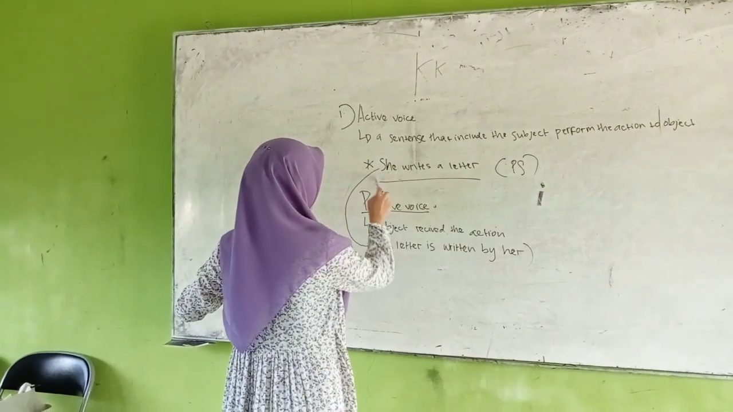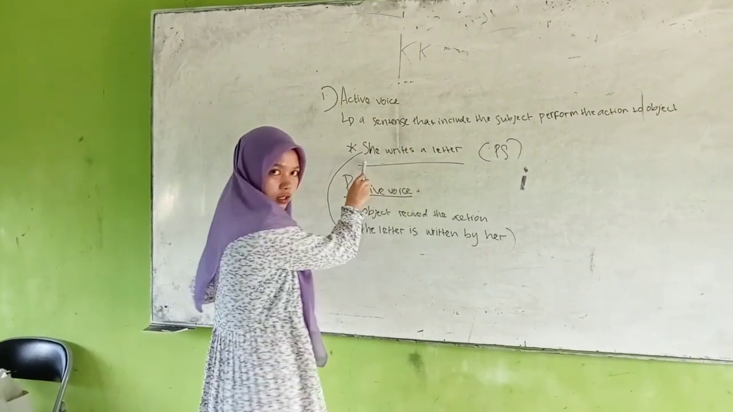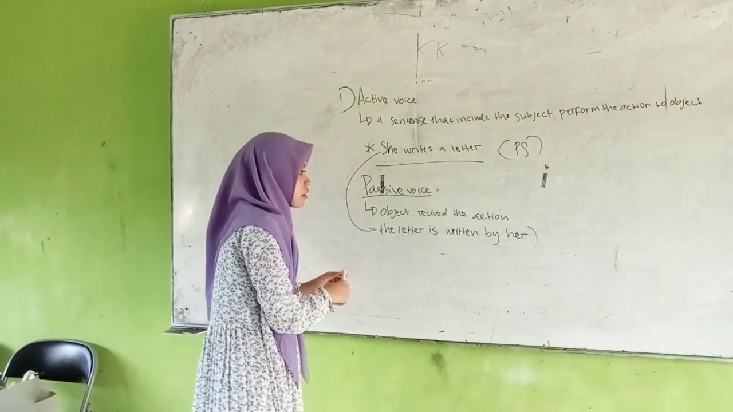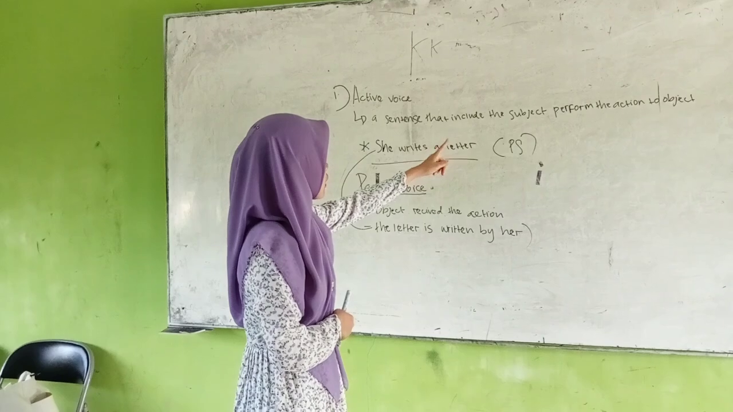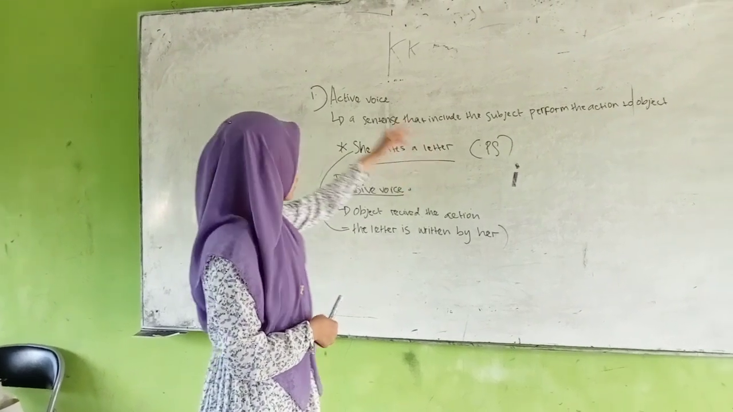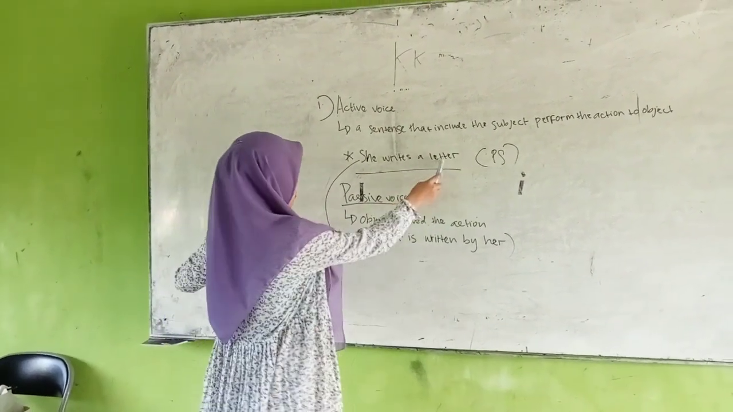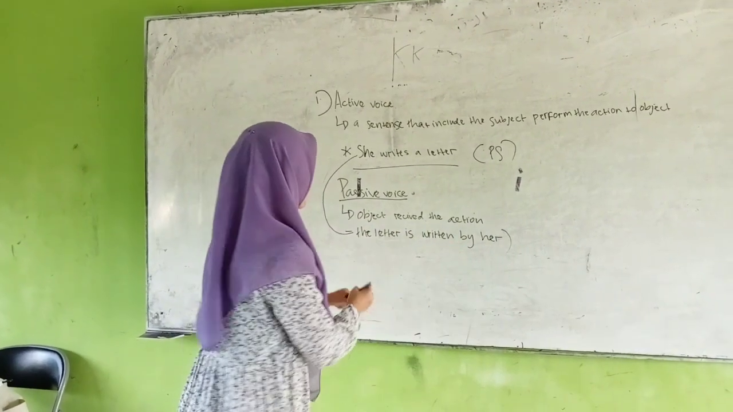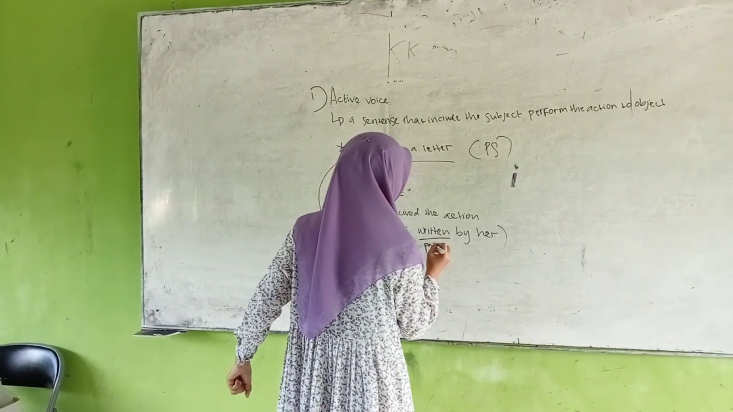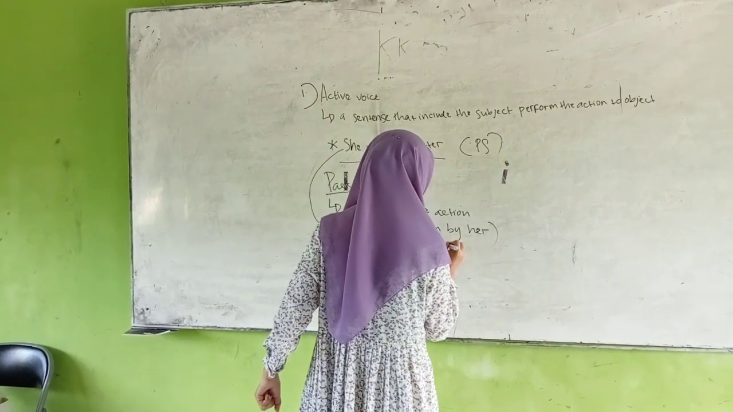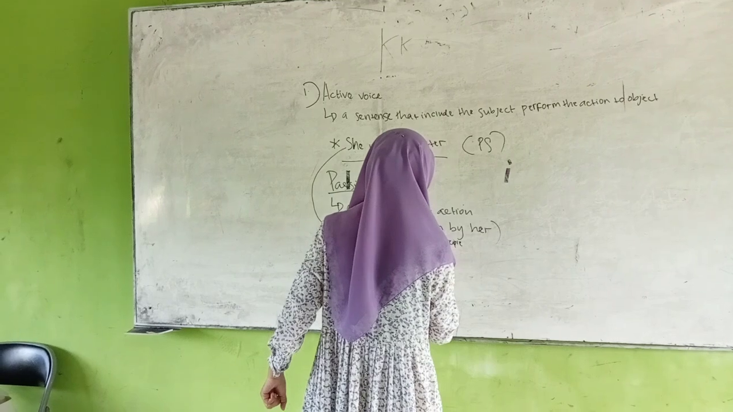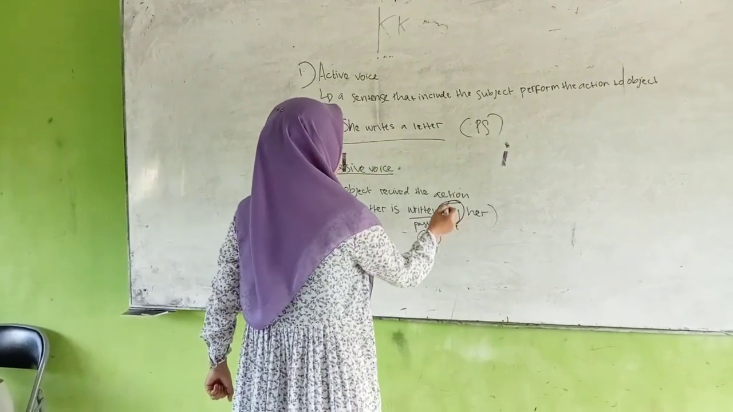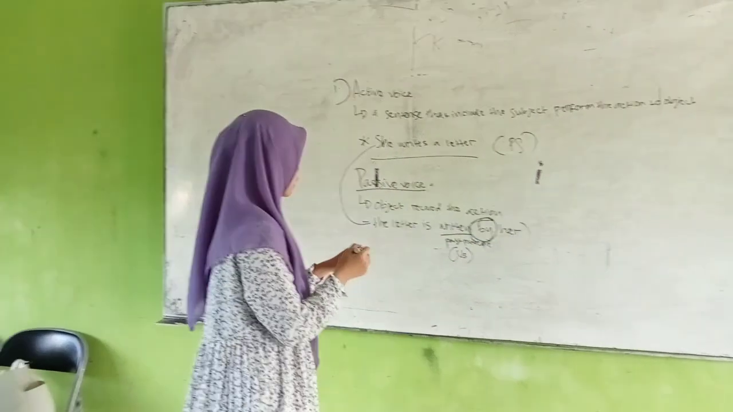So we have she in active voice as the subject, but in here the letter becomes the subject. It's just like a term, and a letter here actually is an object. But if it is passive voice, the object becomes the subject. So that's why the letter is written by her. So written here is past participle or verb 3. And we usually use by for passive voice.